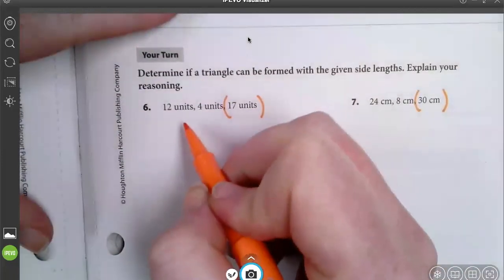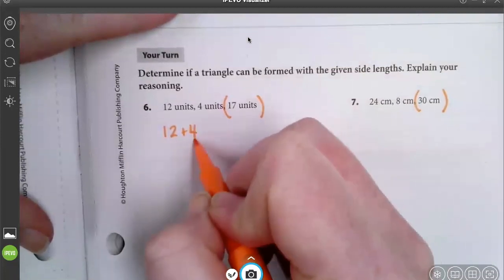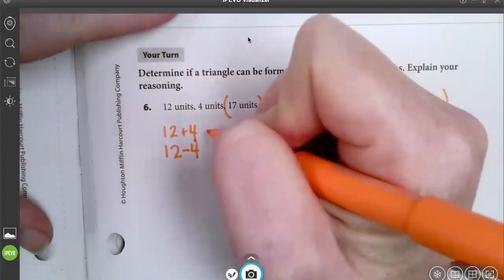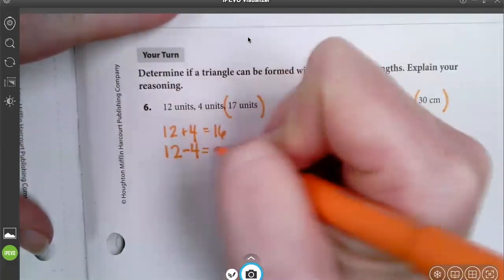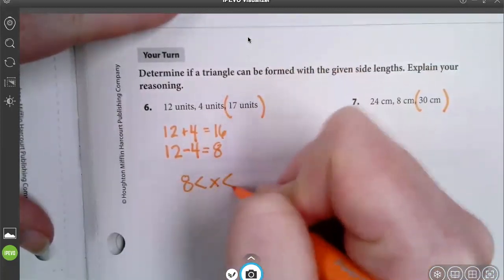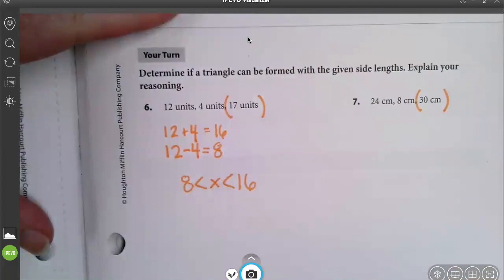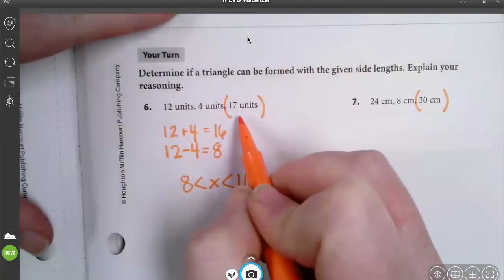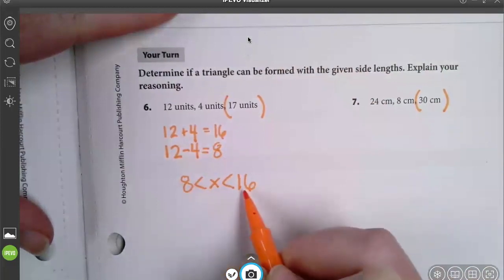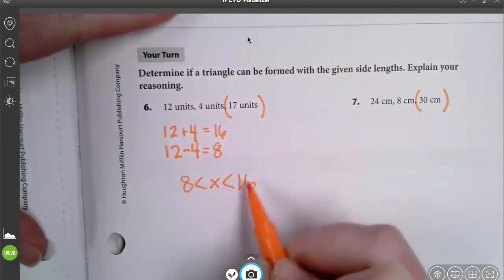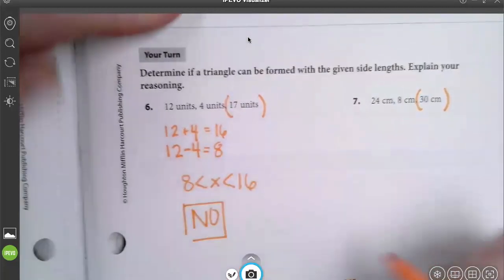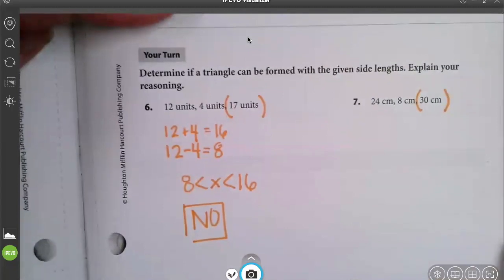So I am going to add 12 plus 4, and I'm going to subtract 12 minus 4. 12 plus 4 is 16. 12 minus 4 is 8. So I need my third side to be between 8 and 16. And then we just check. Does 17 fall between, but not including, 8 and 16? No, of course not. 17 is larger than 16. So no, this does not make a triangle because 17 is too much.